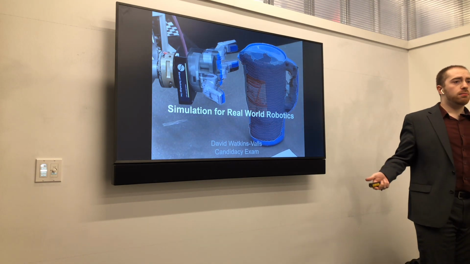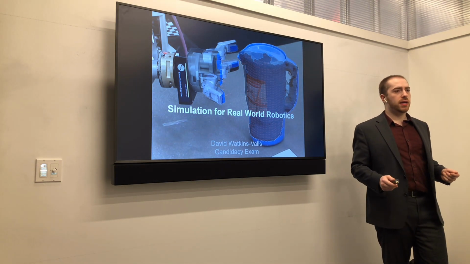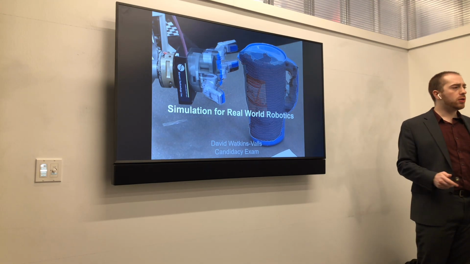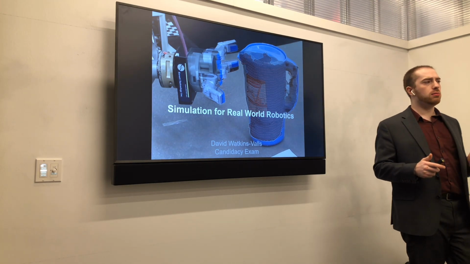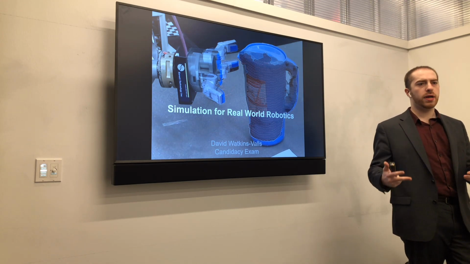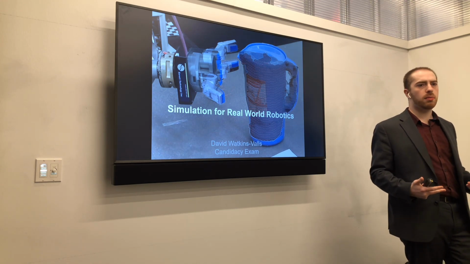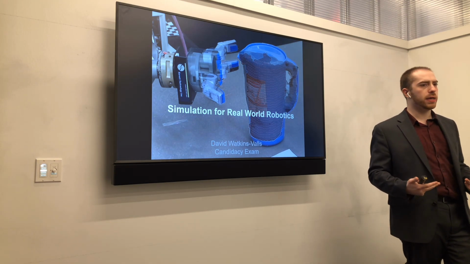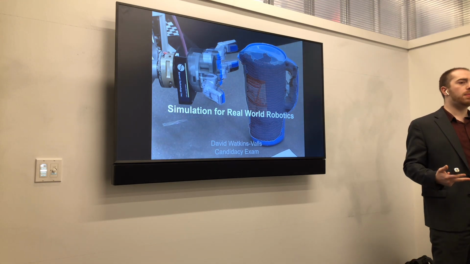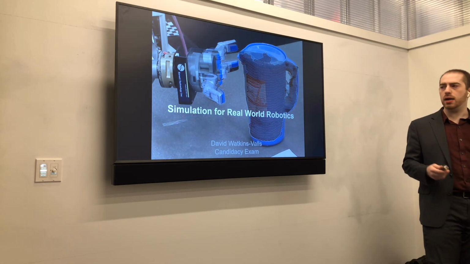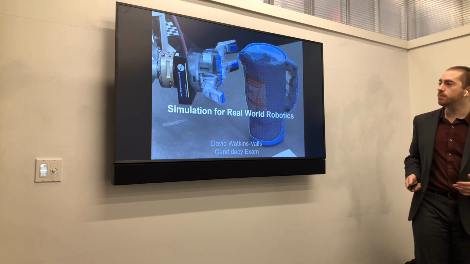So, as Peter mentioned, I'm talking today about simulation for real-world robotics. And what we're going to be looking at is how can we take a simulated robot and bring it to real-world problems using either domain randomization or deep learning. And I'll be discussing a pipeline for how we should approach solving sim to real problems.